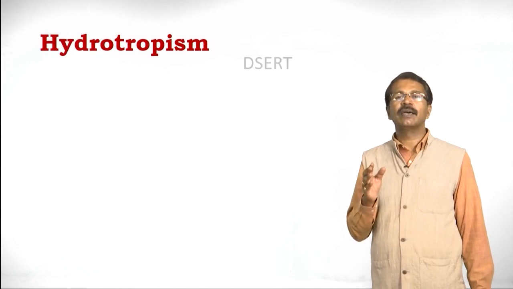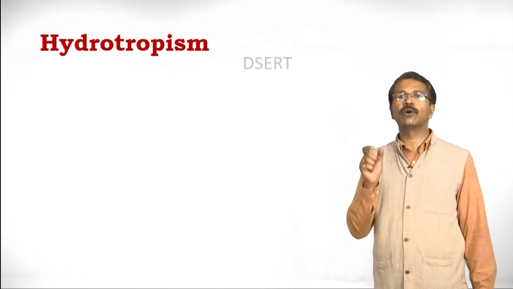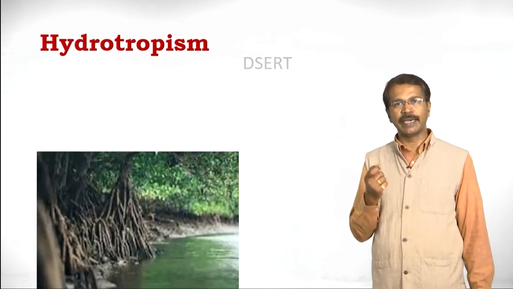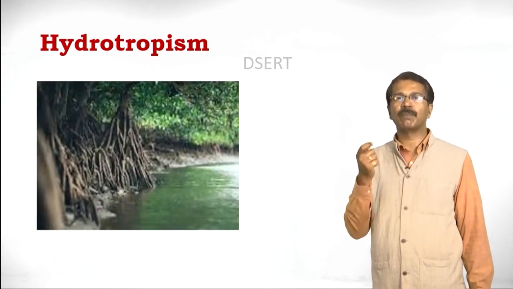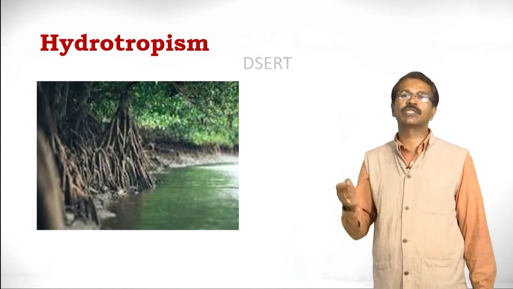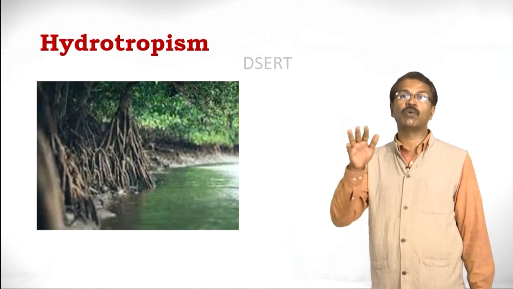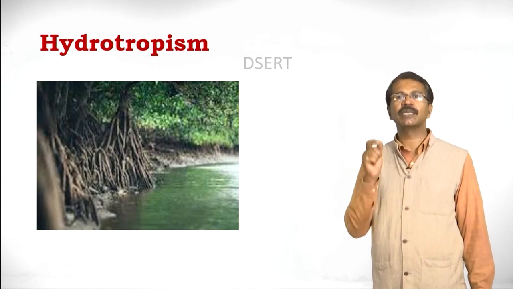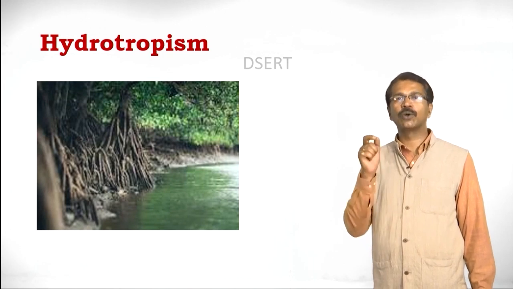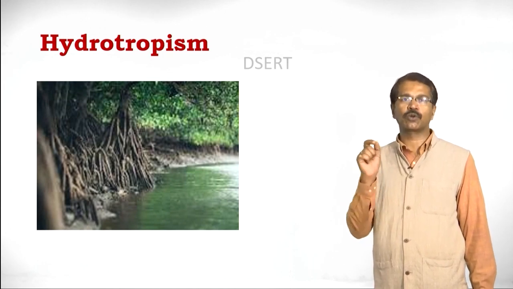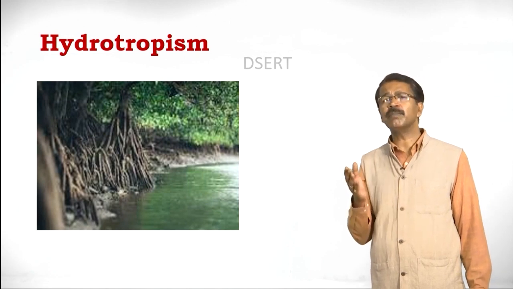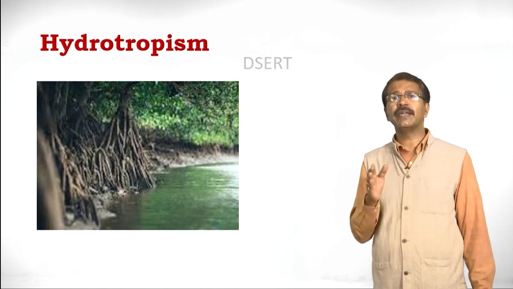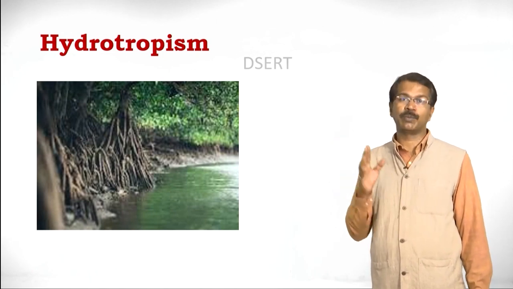Yes, further consider hydrotropism. Hydro means water. Tropic means growth movement towards water. Yes, you are correct. In the case of plants, the roots move towards the water. They move in search of water. Such a movement exhibited by the roots, we call positive hydrotropism. If any part of an organism moves away from the water, then it is called negatively hydrotropic.